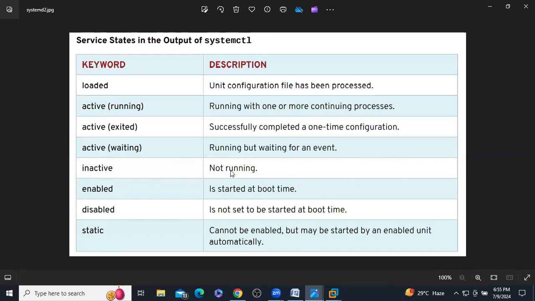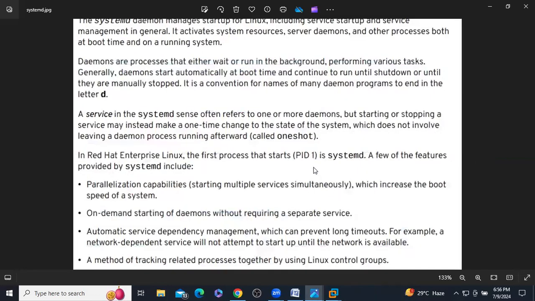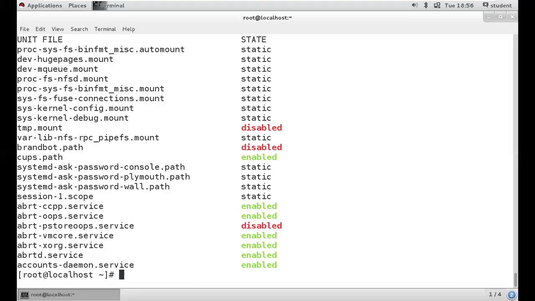Inactive: not running. We know inactive means it is not going to run. Enabled: it starts at boot time. Disabled: it won't start along with the boot time. Static: cannot be enabled, but may be started automatically by an enabled unit. That is called static. This cannot be enabled itself, but it can be enabled automatically through an enabled unit. So I hope you got it, guys. Clear? Yes, no? Those are all the status keywords and descriptions you need to remember. Next, now we are going to discuss how to manage services and daemons.